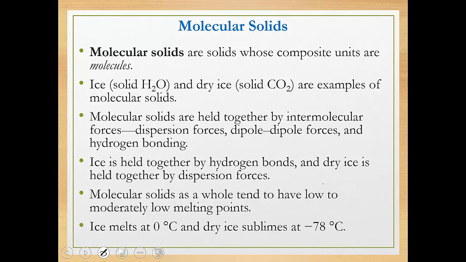What's holding those together are the intermolecular forces, and it can be any of the three intermolecular forces. For instance, ice is held together by hydrogen bonds, but dry ice is held together with just dispersion forces. It's a nonpolar molecule, so it's very weak dispersion forces. That's why it takes a little bit more energy to melt a piece of ice as opposed to sublimating a piece of dry ice. Dry ice tends to sublimate very quickly. So molecular solids, on the whole, tend to have fairly low, moderately low melting points. We know ice melts at 0 degrees Celsius. Dry ice starts subliming at negative 78 degrees Celsius.